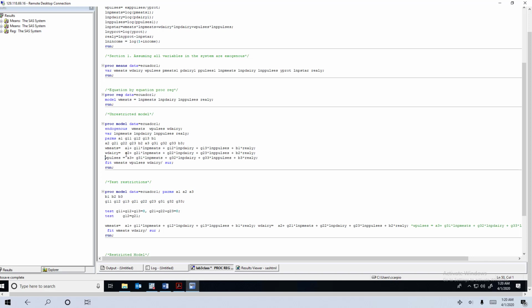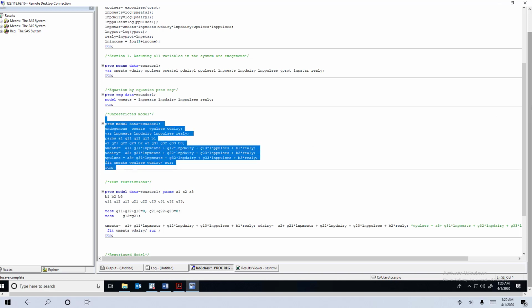The A's are the intercepts. The G's I use instead of the gammas. So 1,1, 1,2, 1,3, 2,1, 2,2, 2,3. And the B's, I'm using B for total income. And I'm estimating the three equations using SUR. Okay, so let's do that.